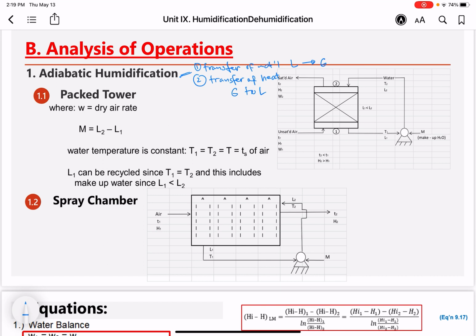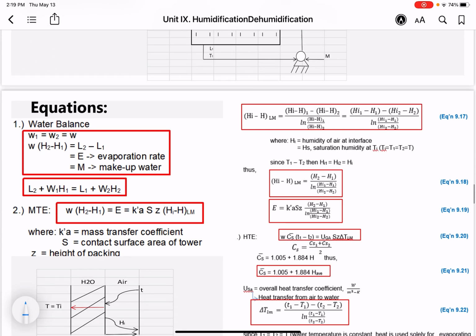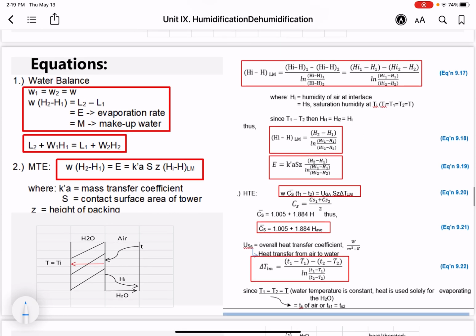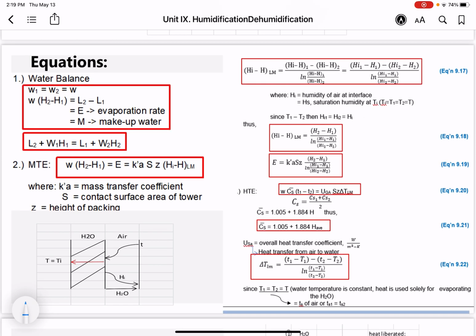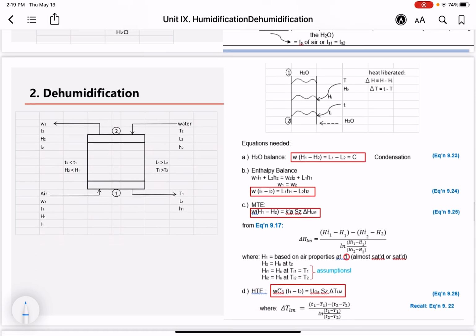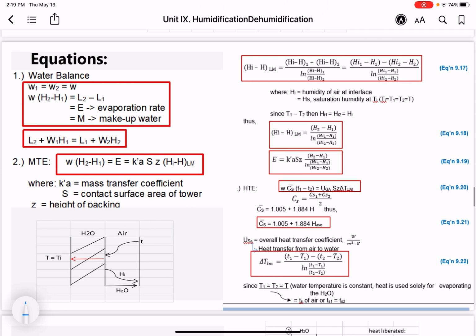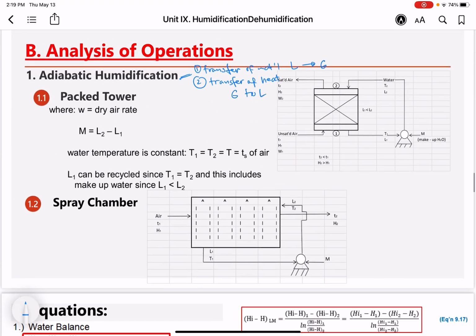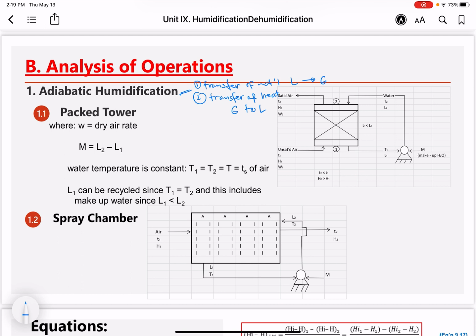It can either be using a pack tower or spray chamber. In your handouts, I have given all the equations needed, whether it's the water balance, the mass transfer equation, the heat transfer equation, and the enthalpy balance is given there already. Anyway, we will be using that in the problems that we'll be discussing. Although I think may mga problems akong sinama dun sa handouts ninyo, which is laid down to you already.